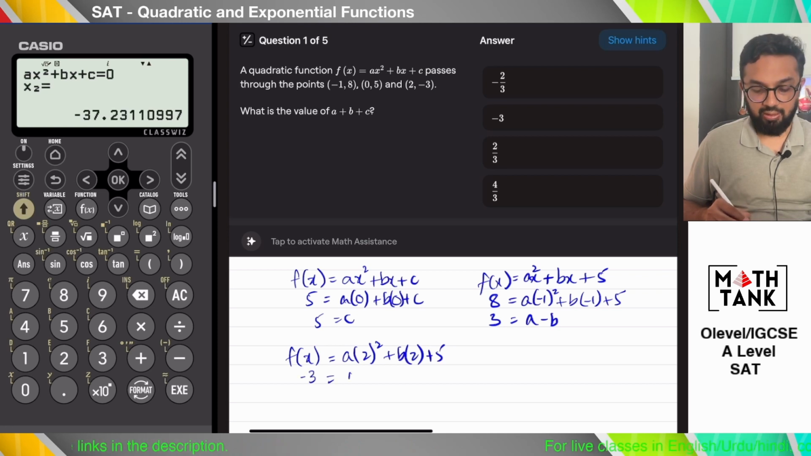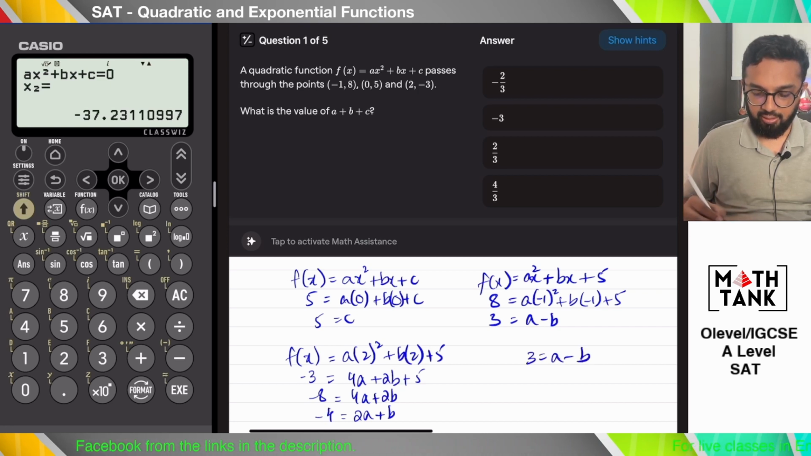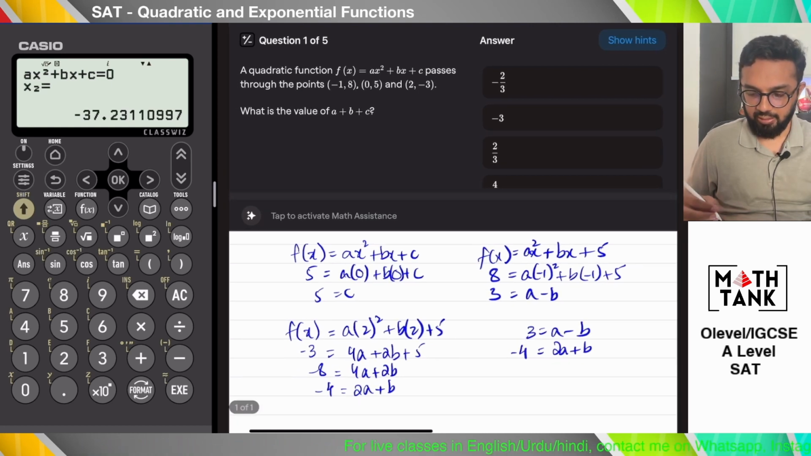That's minus 3, 4a plus 2b plus 5. 4a plus 2b equals minus 8. 2a plus b equals minus 4. 3 equals a minus b, and 2a plus b equals minus 4. I've just taken 2 common there and subtracted that directly. Let's try to eliminate and see what we get.